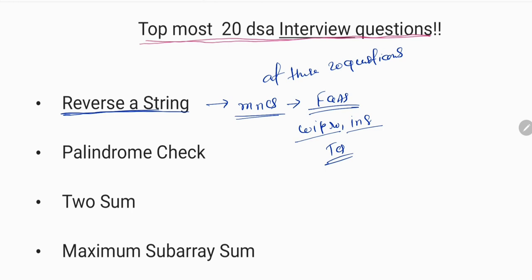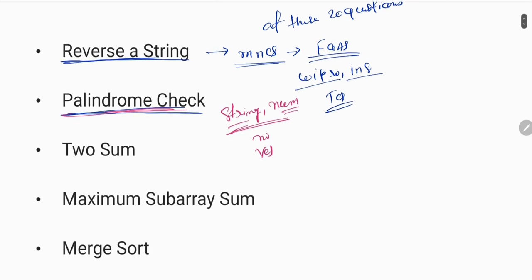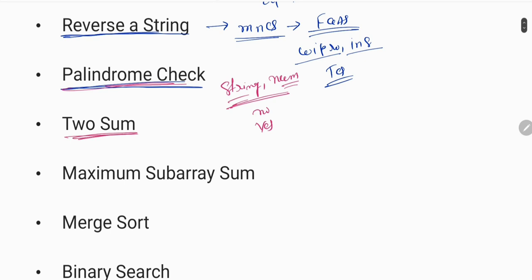The second one is palindromes. Palindromes is also a most frequently asked question in interviews: check whether a string or number is a palindrome or not, yes or no.